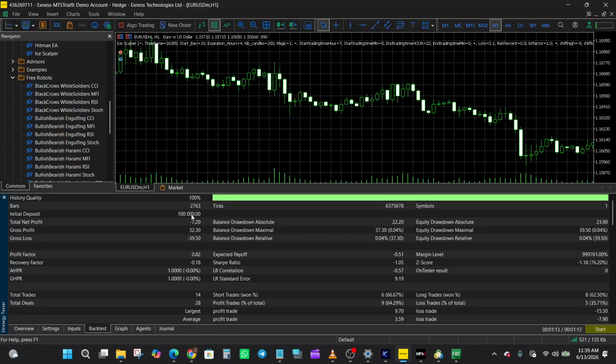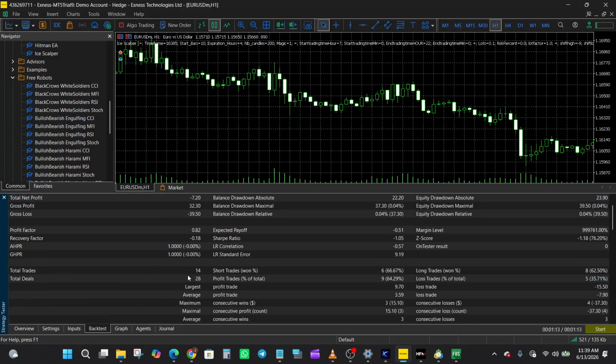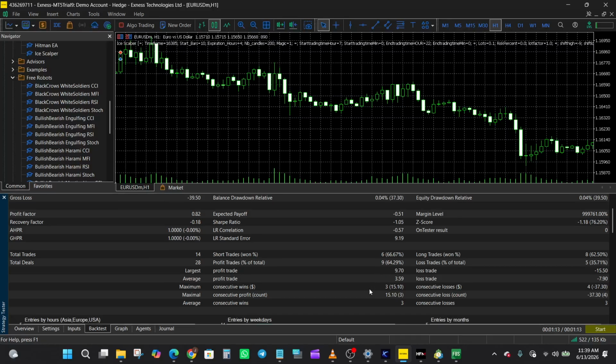From an initial deposit of $100,000, what we have here is negative 7.2 as the total net profit. Total trades taken were 14, out of which 9 were profitable, giving us a 64.29% win rate. And we can see that the largest profit was 9.7, largest loss was 15.5, average profit was 3.59, and average loss was 7.9. So this shows me that the average risk to reward ratio is bad. You can see how the average loss is significantly bigger than the average profit.